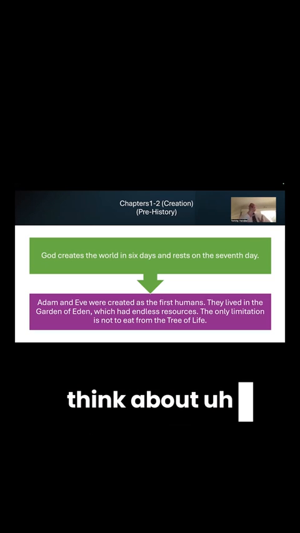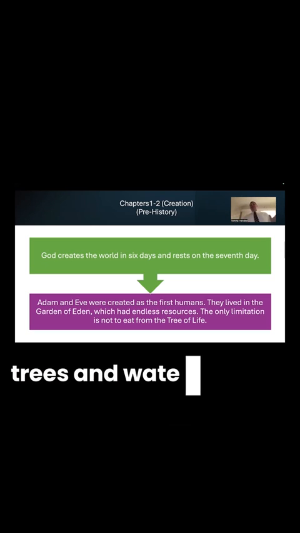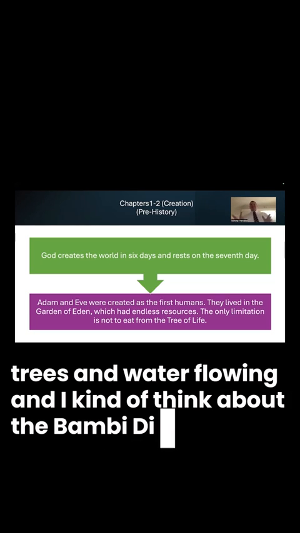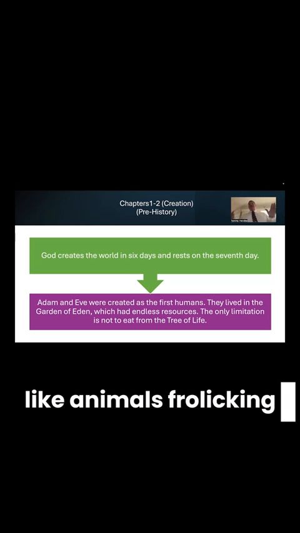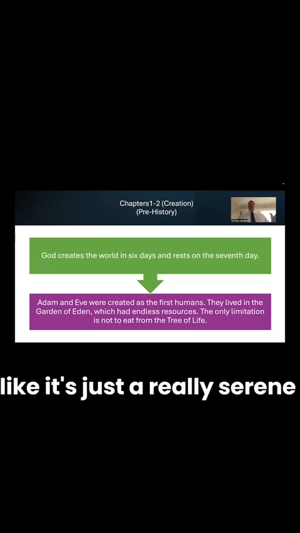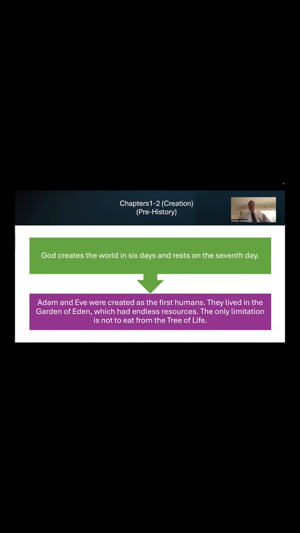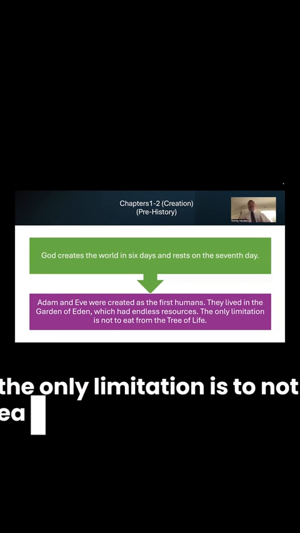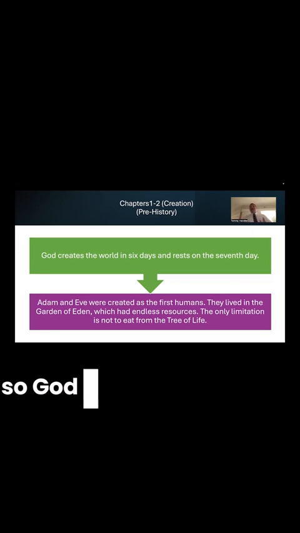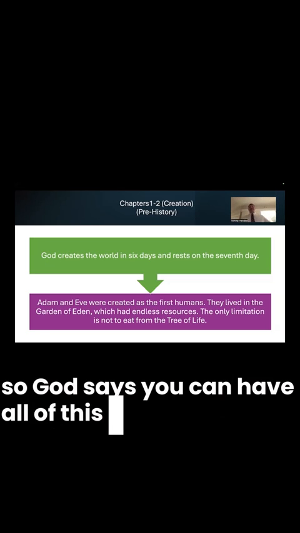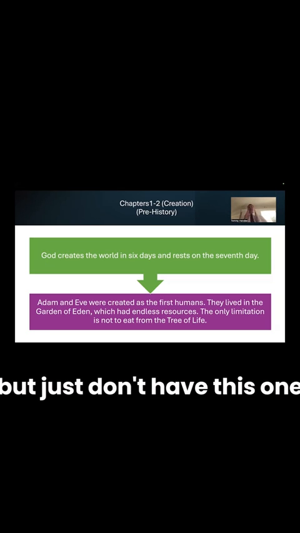Think about trees and water flowing, and I kind of think about the Bambi Disney thing, like animals frolicking. It's just a really serene environment, very peaceful. Everything you need is there. The only limitation is to not eat from the tree of life. So God says you can have all of this, but just don't have this one thing.